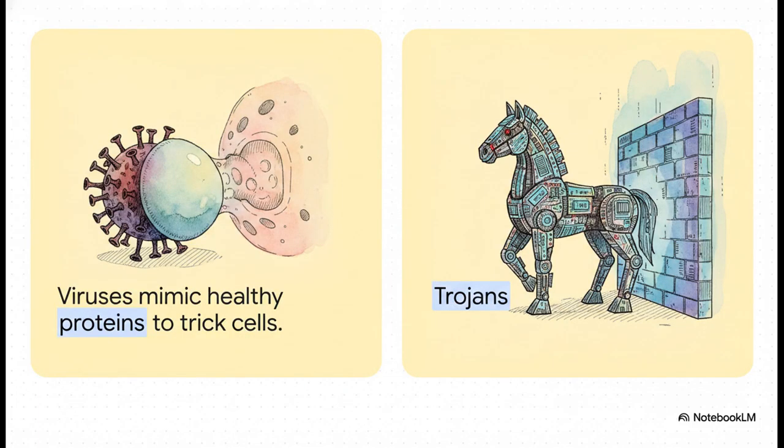But contrast that with viruses that use deceptive entry. You know, the ones mimicking healthy proteins to trick a cell into opening its doors. That is precisely how a Trojan operates. It masks itself as a perfectly legitimate program, basically tricking the user into bypassing their very own firewall.